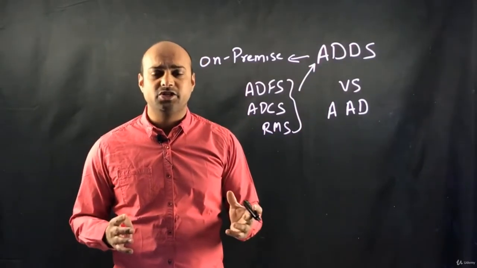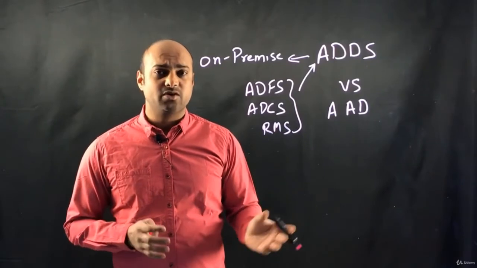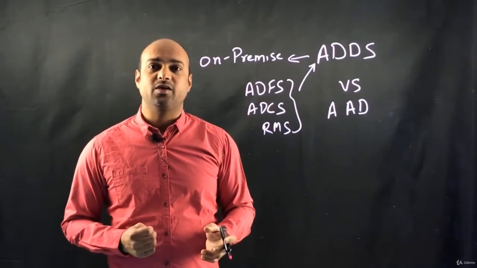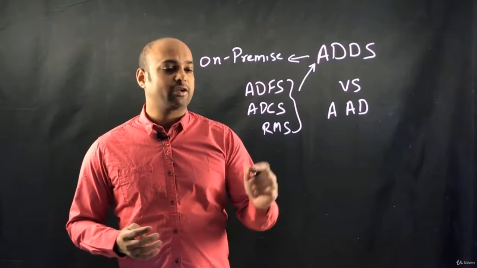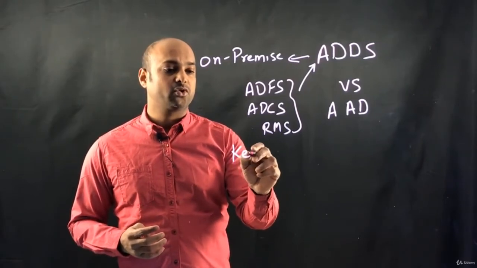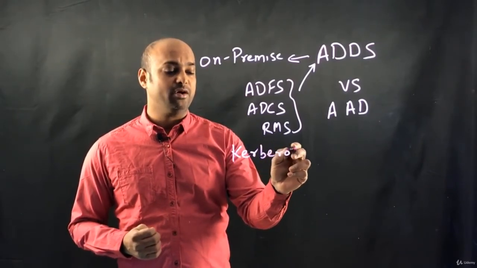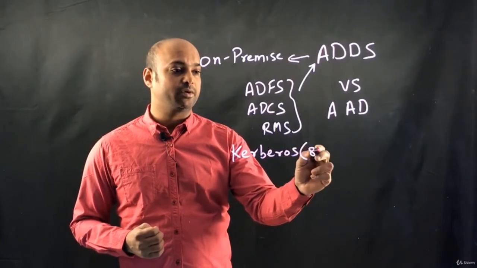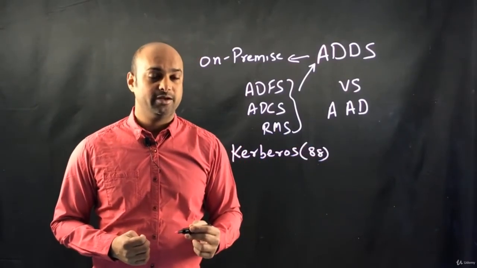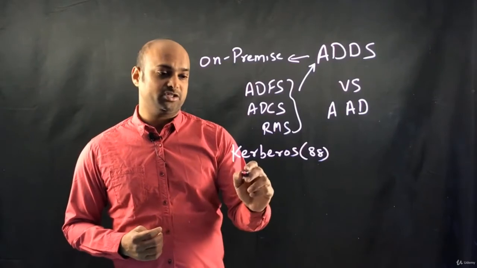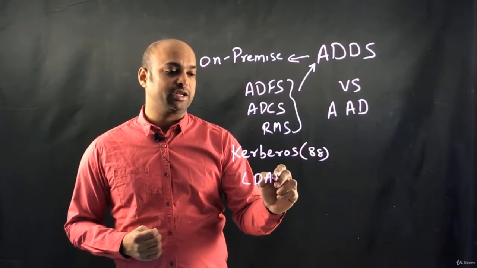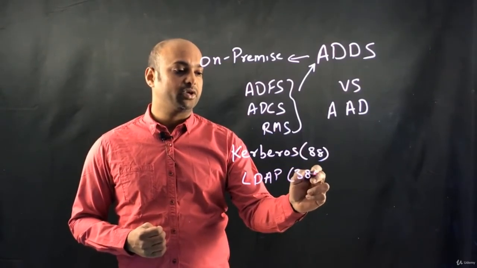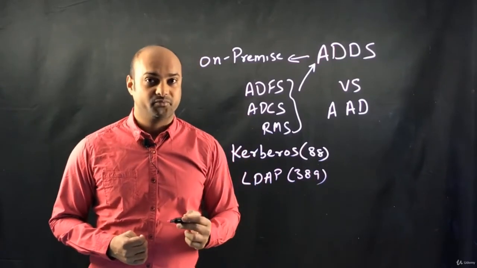All your client machines like Windows 7 or Windows 10, and older clients like Windows XP as well, used to get authenticated with the help of a protocol called Kerberos, which runs on port number 88 UDP, right? How about LDAP connections? All the LDAP connections and connectivity used to happen on port number 389.